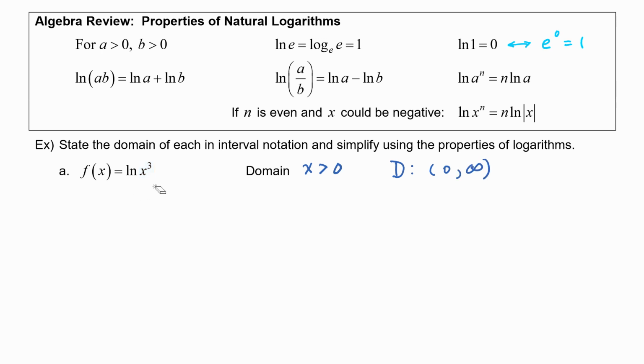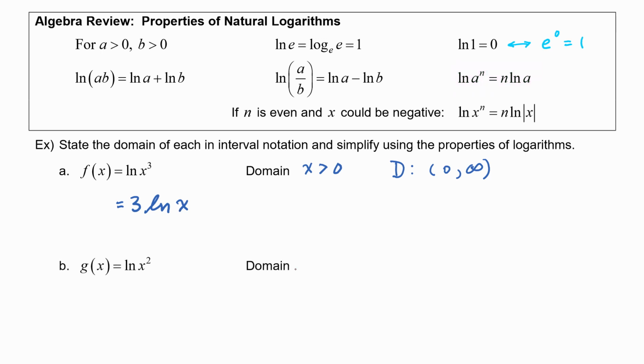So when we simplify this right-hand side, we know that the argument of our function is positive, so we can use this simpler form here and say that f of x is equal to 3 times the natural log of x.